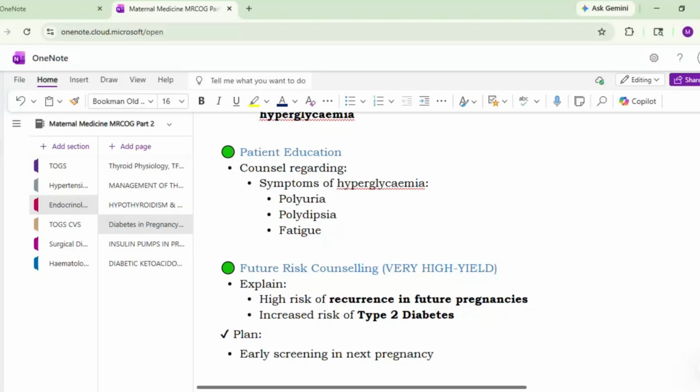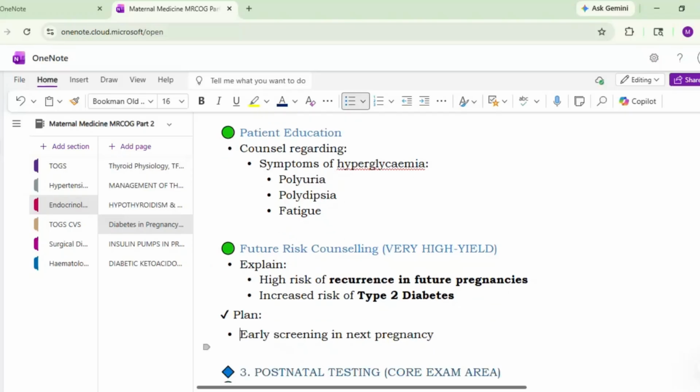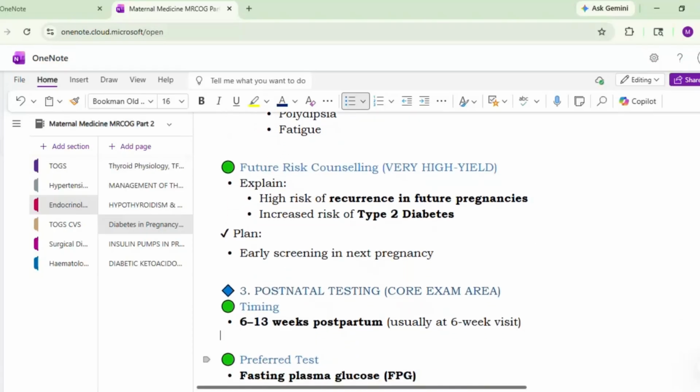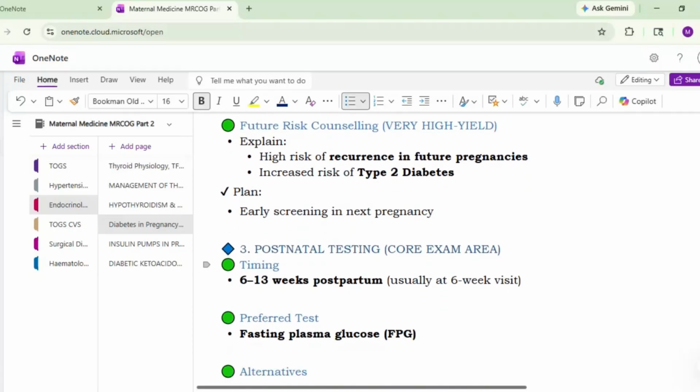Okay. So what will be their plan? Early screening in the next pregnancy if they are planning a future pregnancy. Second, the postnatal testing. This is the important part from the examination point of view. When will you do the testing for these patients? Postnatal for GDM, you have to test these patients between 6 to 13 weeks postpartum. Usually at the 6 weeks visit they are tested.